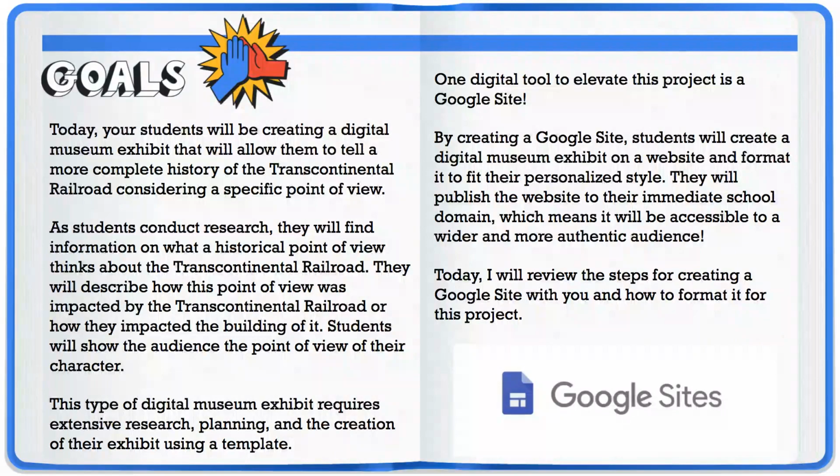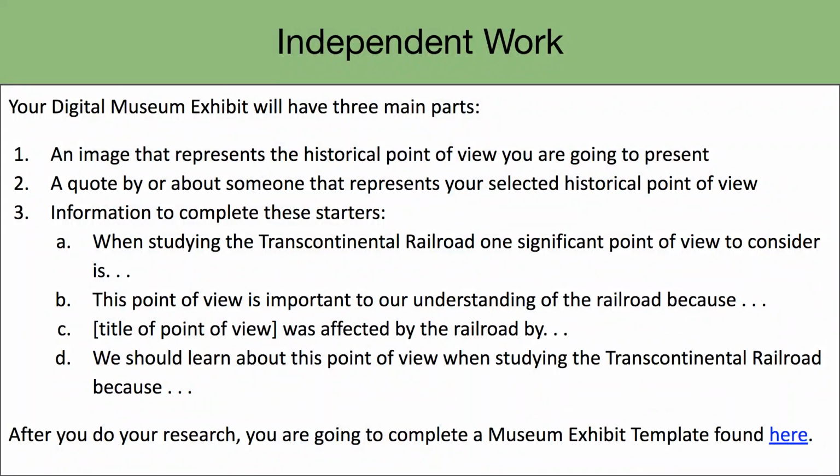So just to review, these are the slides that are presented in the Passport to Social Studies for this project. These are the requirements for students, the three main parts for this digital museum exhibit, including an image that they're going to have to find to represent the historical point of view, a quote by or about someone that represents the point of view, and then information to complete their research, which is discussing this specific point of view and the Transcontinental Railroad. So you can pause the video now to view these four parts of the information that they'll have to provide in their exhibit.